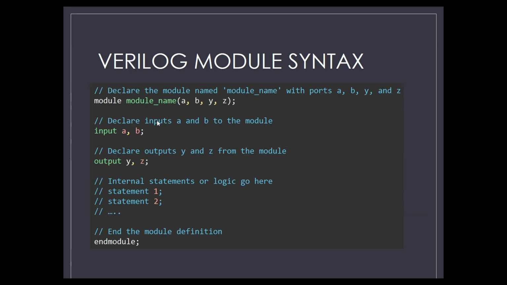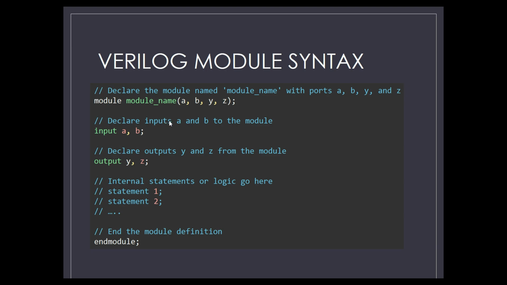Verilog module syntax. As you can see here, to declare any module in Verilog, we need to use the module keyword, which is indicated here. Once we write the module keyword, after that we need to specify a module name. There are certain rules for naming any module. We will take a look at that in the next videos. Those rules apply similarly to the module name or any variable name as well.